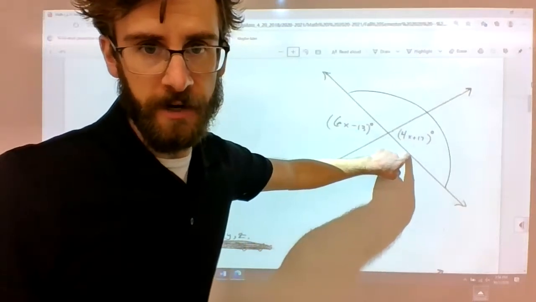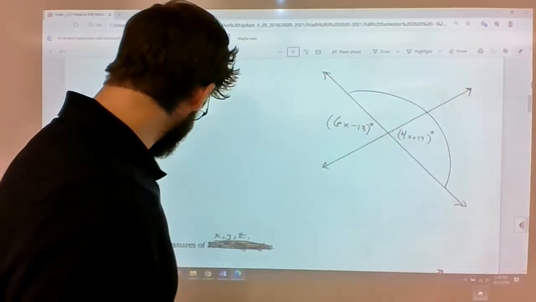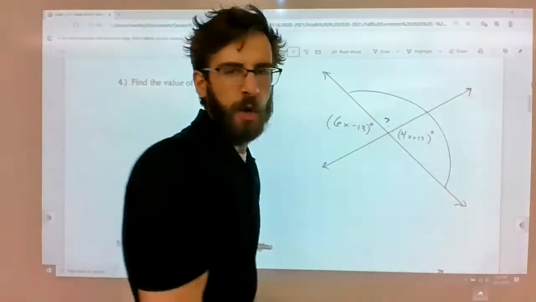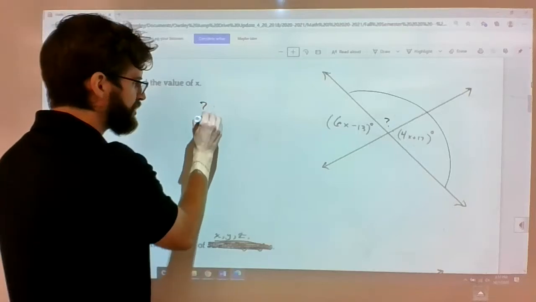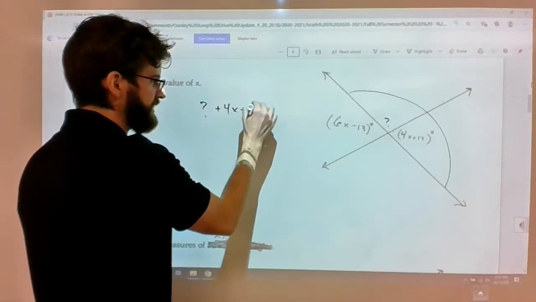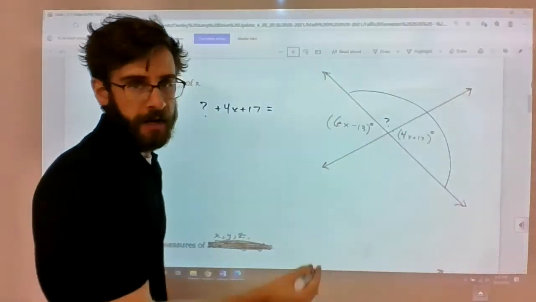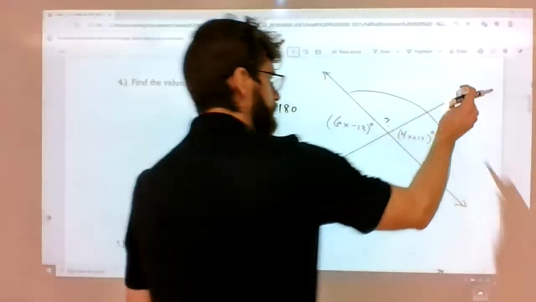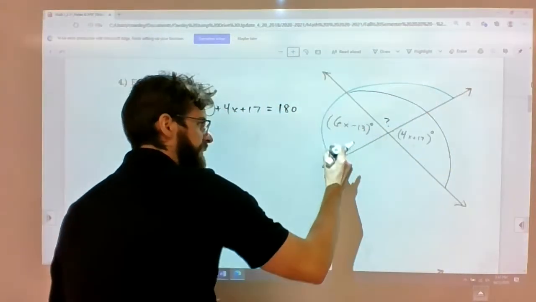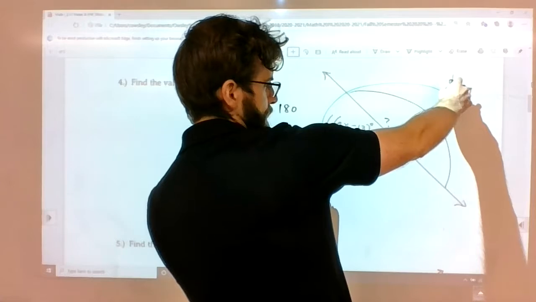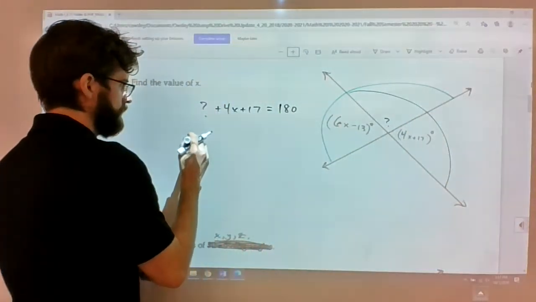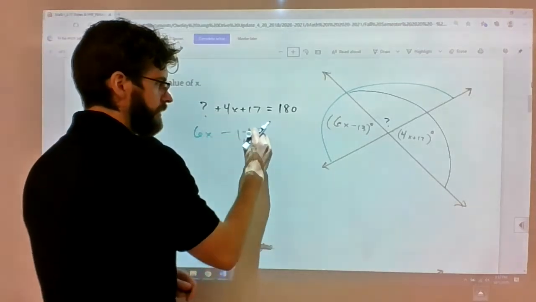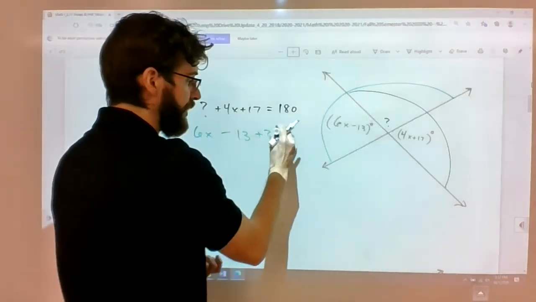these two are supplementary. Okay, so how about I just say, let this angle right here just be a question mark, okay? So question mark plus 4x plus 17, those two angles have to add up to 180, all right? But these two are also supplementary. So 6x minus 13 plus that question mark also has to equal 180.